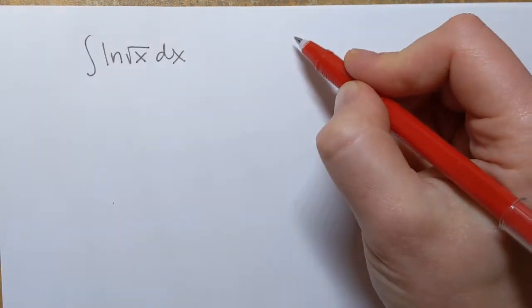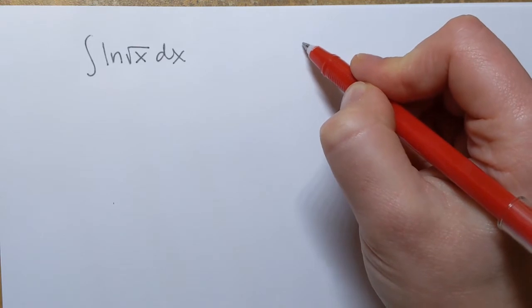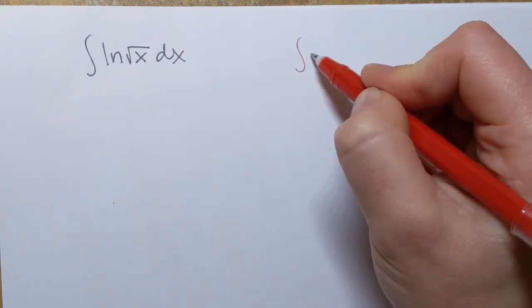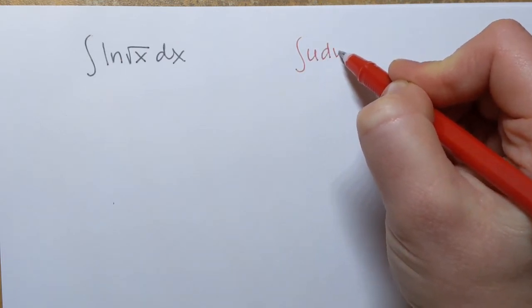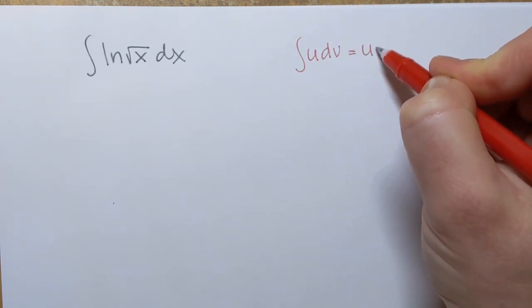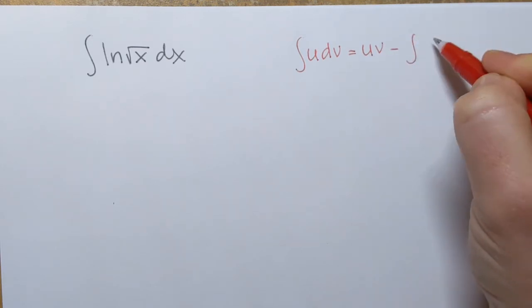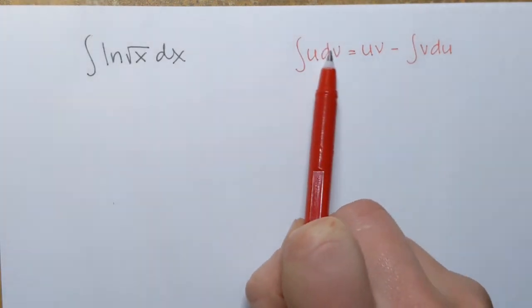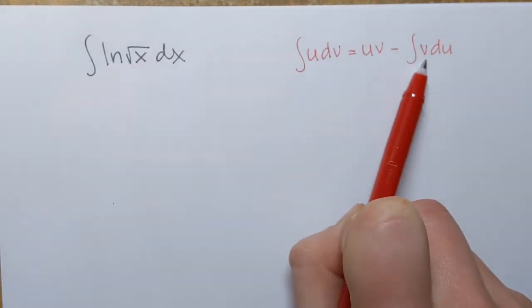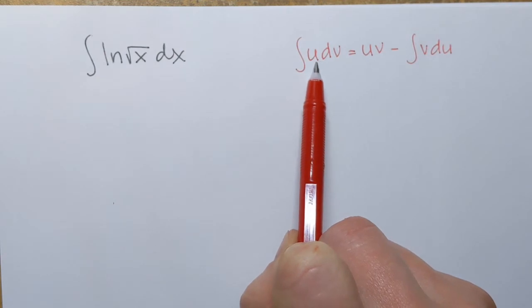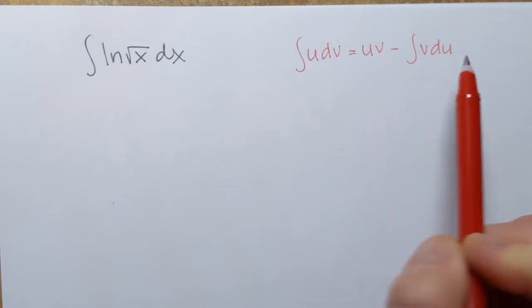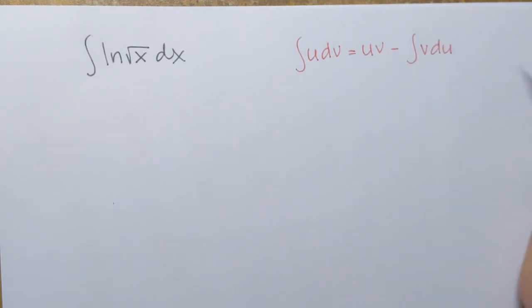And that's what we'll try here. Let's write down the integration by parts formula so that we can be reminded how to apply it. So the integral of u dv equals u v minus the integral of v du. Those two integrals on both sides of the formula should look different, right? If it's u dv on this side, then it's v du on the other side. That's how I remember this formula.